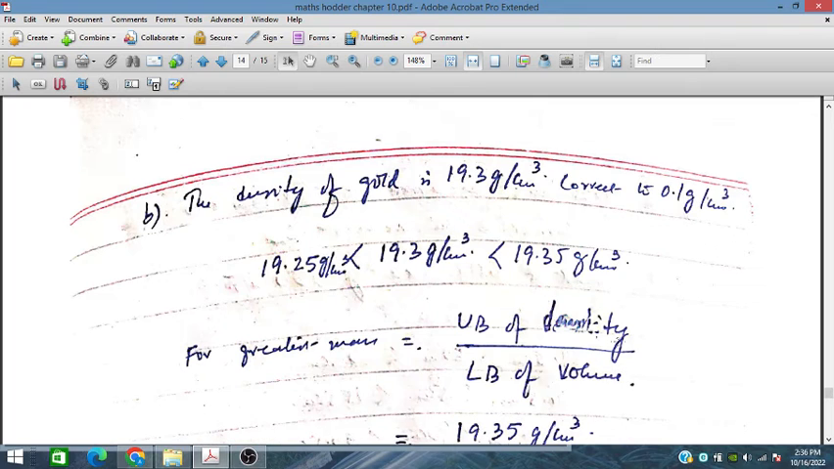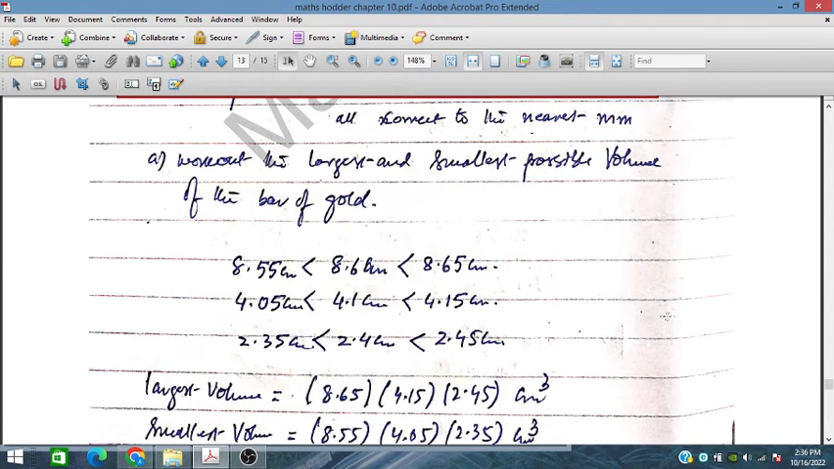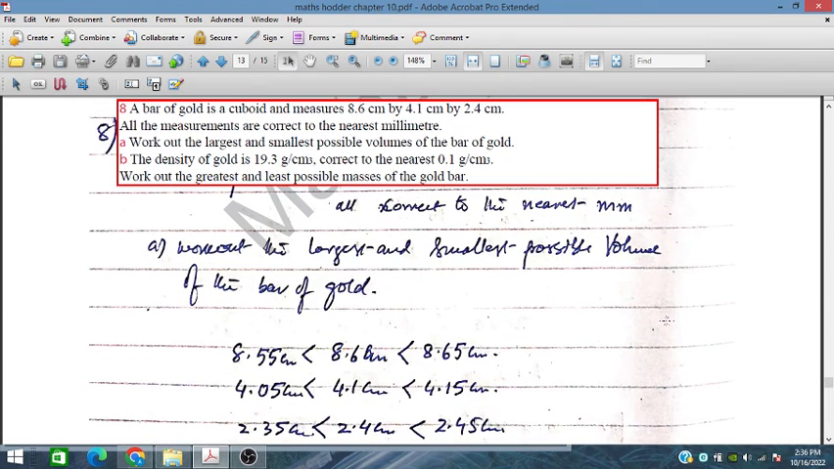This is again a very important problem. The density of gold has to be measured by this. A bar of gold is a cuboid and measures 8.6 centimeters by 4.1 centimeters by 2.4 centimeters. So these are the three dimensions: length, width, and height. All the measurements are correct to the nearest millimeter. Work out the largest and smallest possible volume of the bar of gold.